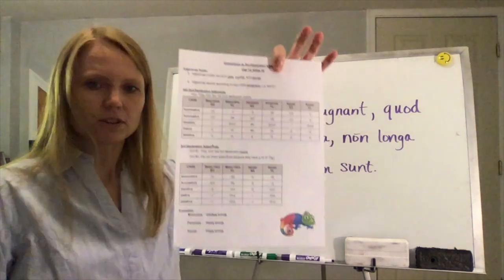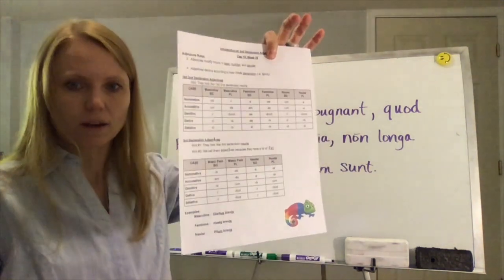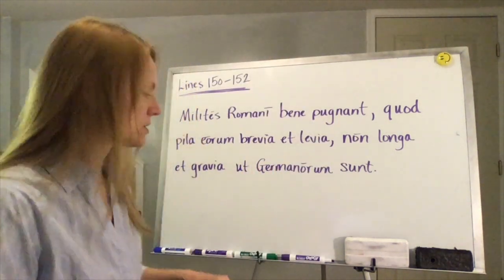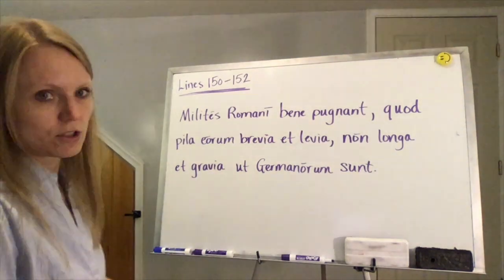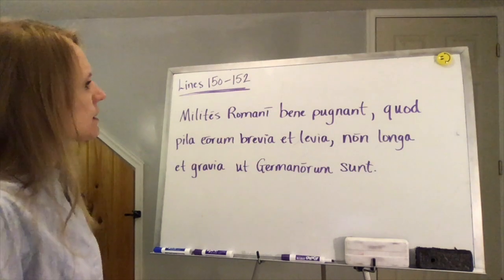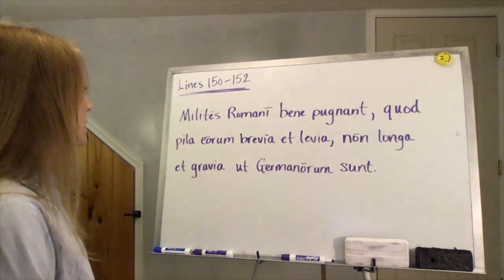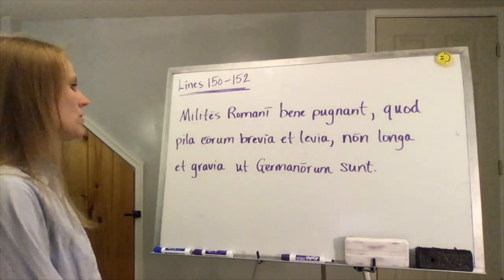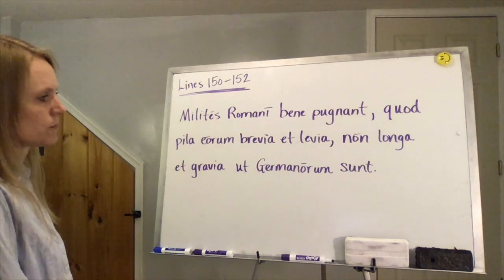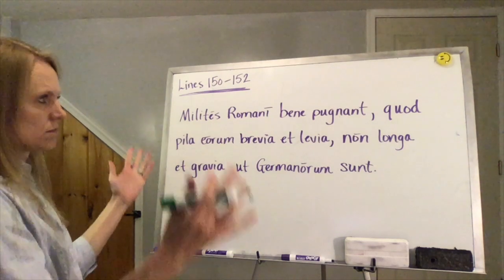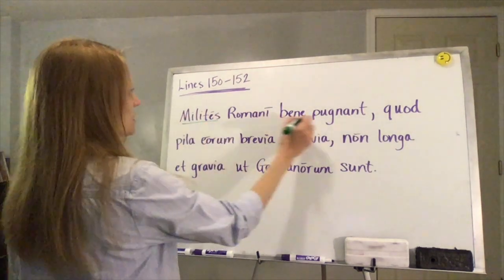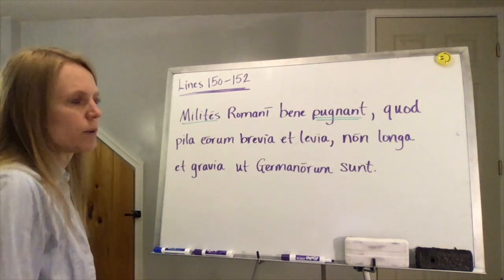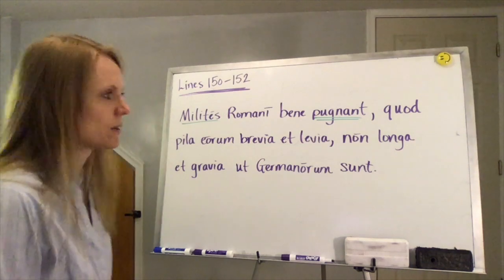So, it would probably be helpful to have your third declension adjectives with the cute little chameleon out in order to get this sentence. So let's go ahead and read it first, and then we'll jump into the translation. So Milites Romani bene pugnant, quod pila et aurum, brevia et levia, non longa et gravia, ut Germanorum sunt. Okay, so if we just simply look, we have a subject and a verb. There are no prepositional phrases here, and no relative clauses, okay?